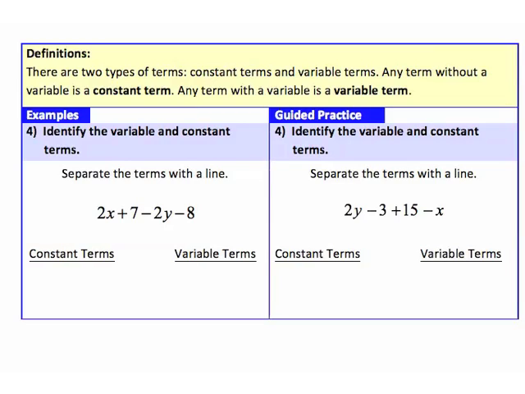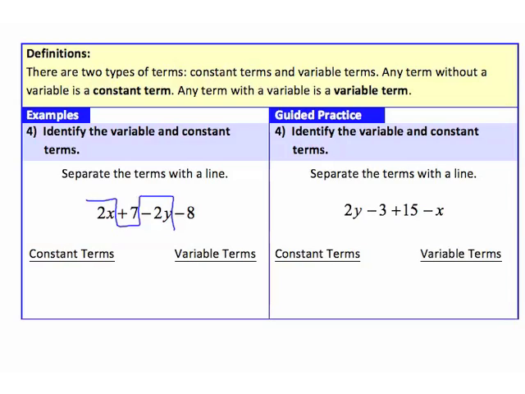Now let's take a look at an example that will help you understand how to identify the variable and constant terms in an expression. Example 4, identify the variable and constant terms. So just like we started before, we're going to want to separate each of these terms with a line. So I would start here, I would include the positive sign on that 7, and then include the negative on that 2y, and then include the negative on the 8. So now that I have my terms separated, I can figure out which ones are constant terms and which ones are variable terms. We'll start with the constant terms.